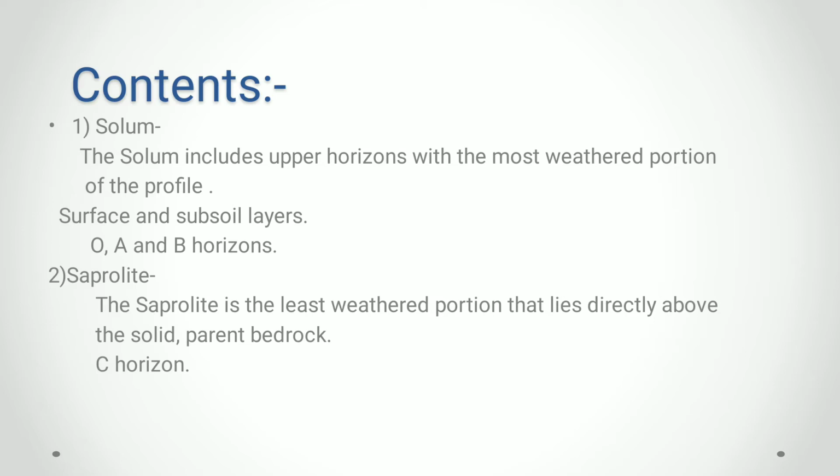The soil includes the upper horizons with the most weathered portion of a profile, that is the surface and subsoil layers, that is O horizon, horizon A and horizon B. The saprolite is the least weathered portion that lies directly above the solid parent bedrock.